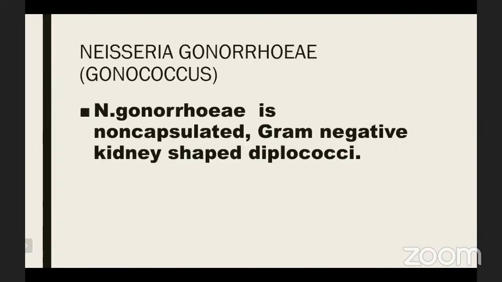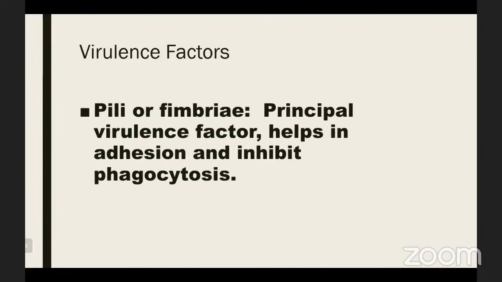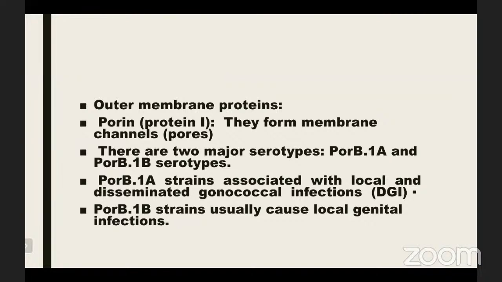Next one is the Neisseria gonorrhoeae. It is otherwise known as gonococcus. Neisseria gonorrhoeae is a non-capsulated gram-negative, kidney-shaped diplococci. Virulence factors: pili or fimbriae, the principal factor, helps in adhesion, and it will inhibit phagocytosis.